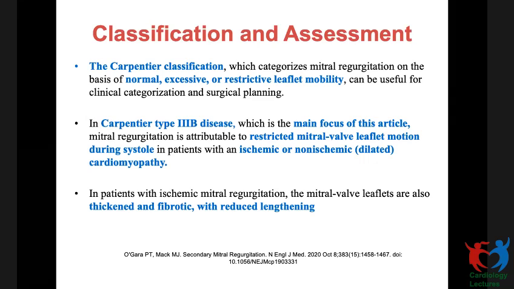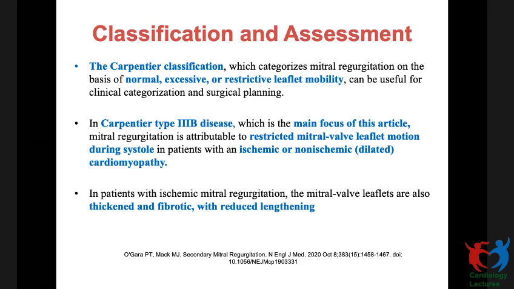Coming to the classification and assessment, the Carpenter classification, which categorizes mitral regurgitation on the basis of normal, excessive, or restricted leaflet mobility, can be useful for clinical categorization and surgical planning. In this article, the Carpenter type 3B, which is the main focus for mitral regurgitation, is attributed to restricted mitral valve leaflet motion during systole in patients with an ischemic or non-ischemic cardiomyopathy.